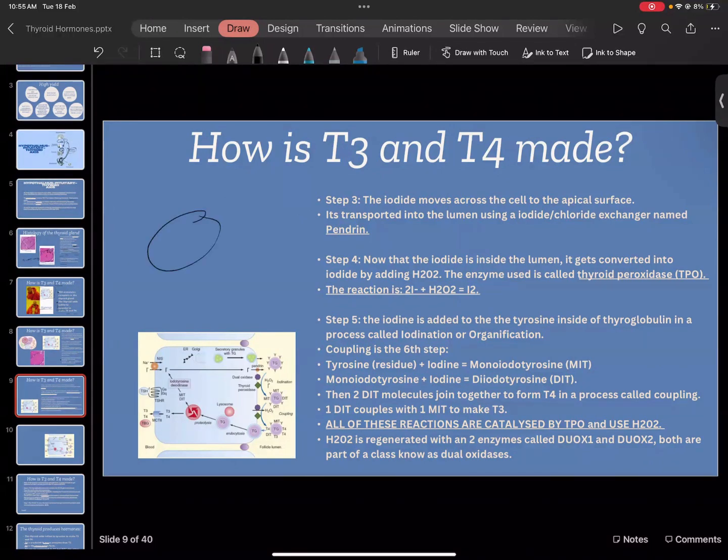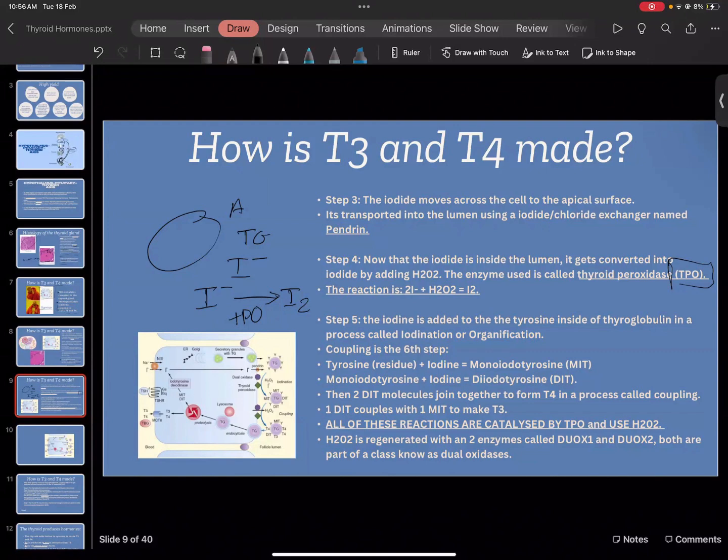Okay, so we know the cell, we know the apical surface. So now we have the thyroglobulin and we have the iodide. But before we use the iodide, it has to be changed into iodine. And it does that with an enzyme called thyroid peroxidase. TPO, thyroid peroxidase. Okay, so I would recommend you guys actually memorize this name because it comes up a lot. Thyroid peroxidase is like the most important agent we have today.